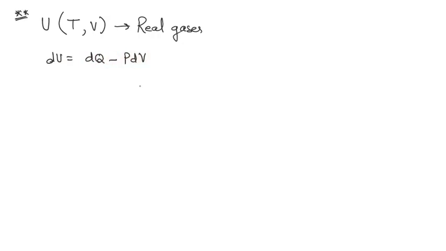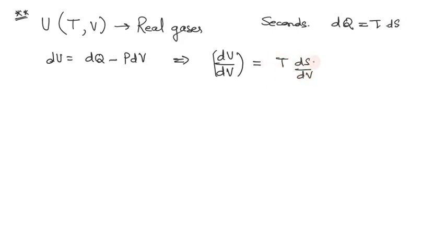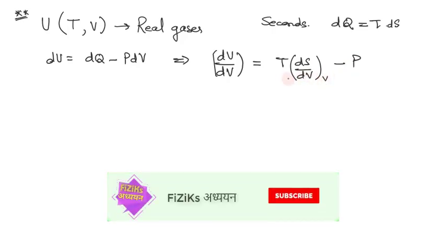Let me differentiate this equation with respect to volume. So du by dv is equal to, by the second law of thermodynamics, we have the concept of entropy, which says that dq is T times dS, where dS is the change in entropy. So you can write it as T into dS by dV at constant volume minus p.